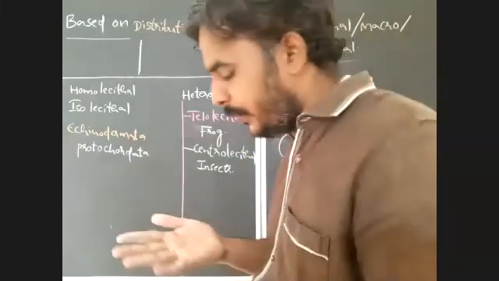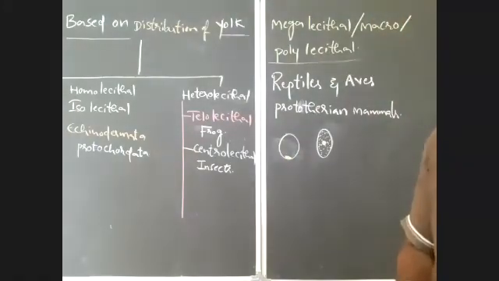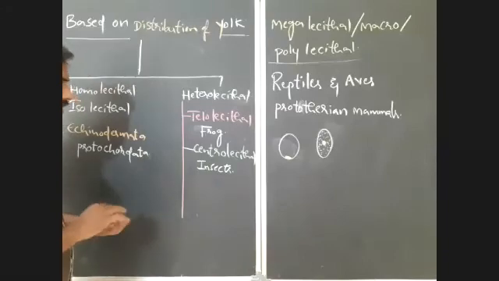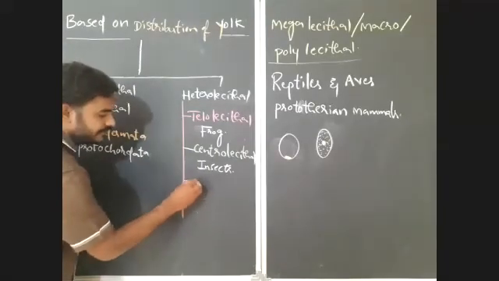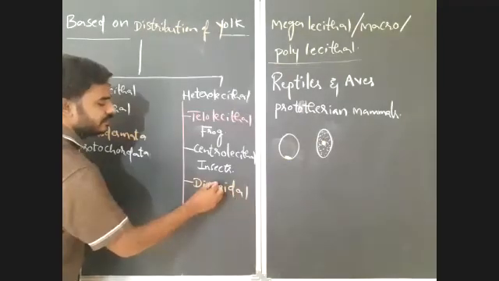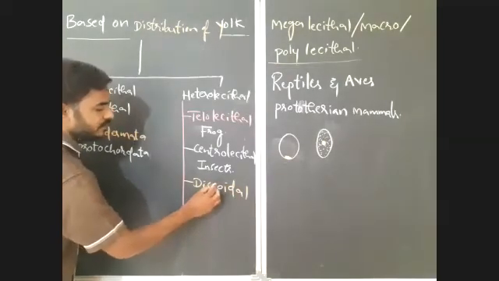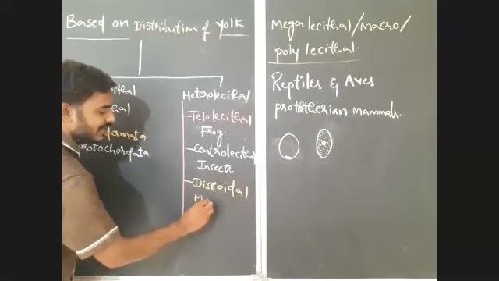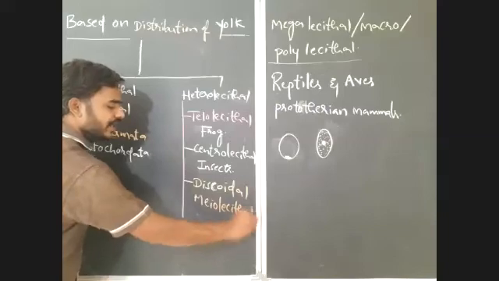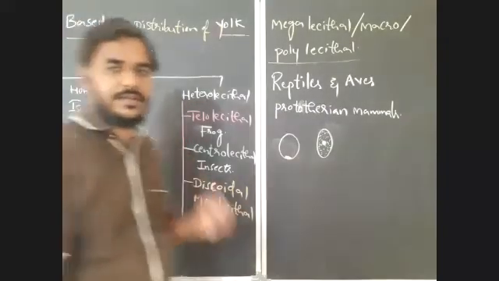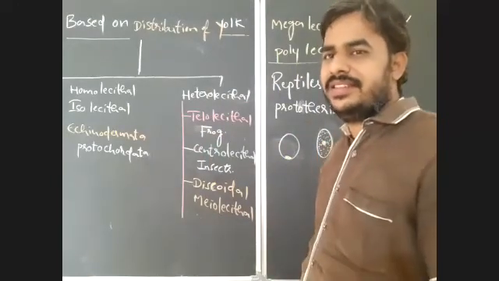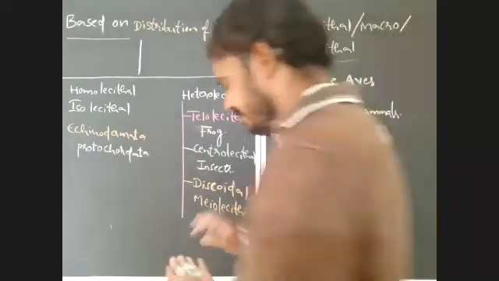Now discoidal eggs are meroblastic, that is, discoidal or meroblastic eggs. Discoidal eggs are mesolecithal eggs. What is this discoidal egg?